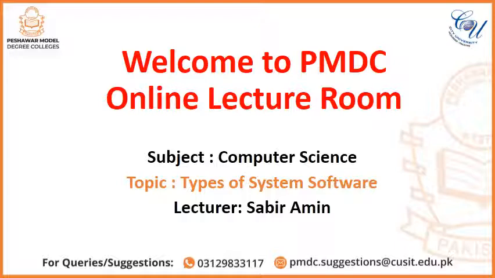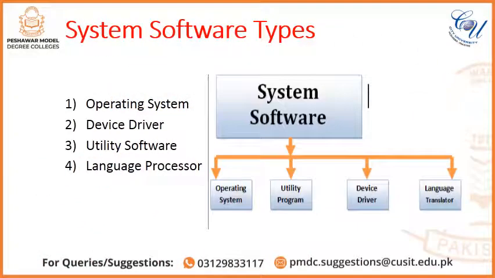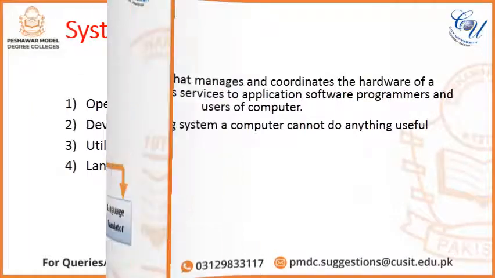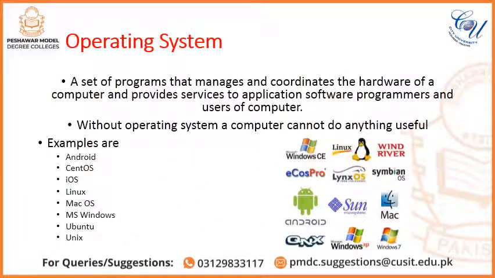Today our topic is about types of system software. There are four system software: operating system, device driver, utility software, and language processor. We will discuss operating system, a set of programs that manage and coordinates the hardware of a computer and provides services to application software programmers and users of computer.